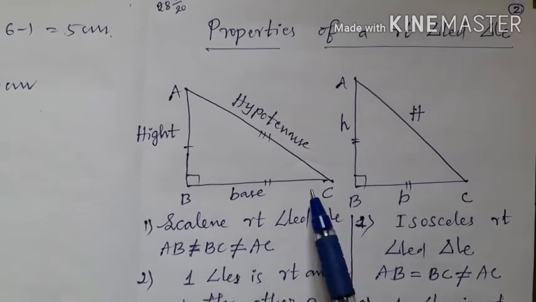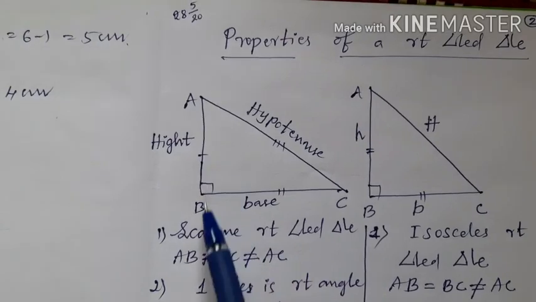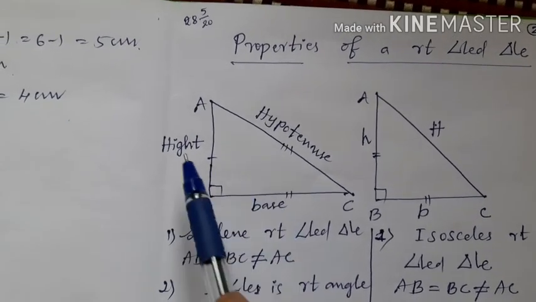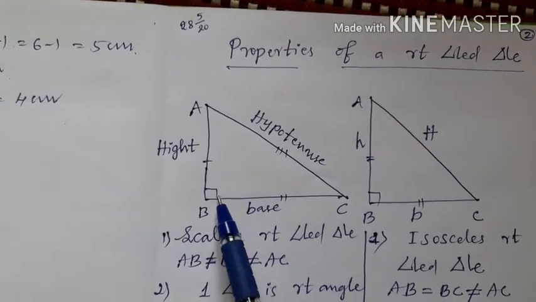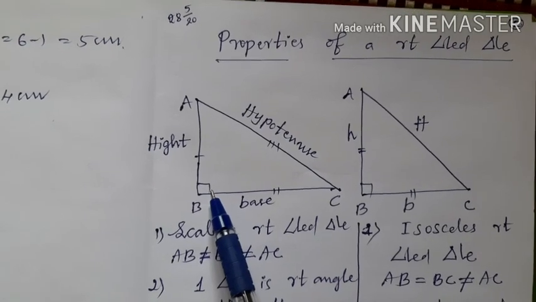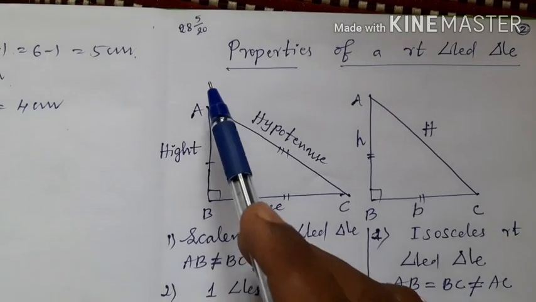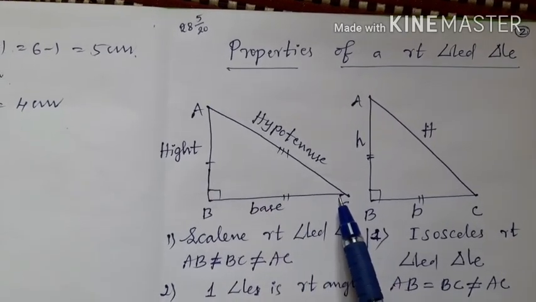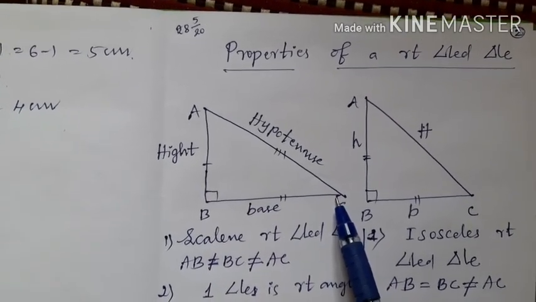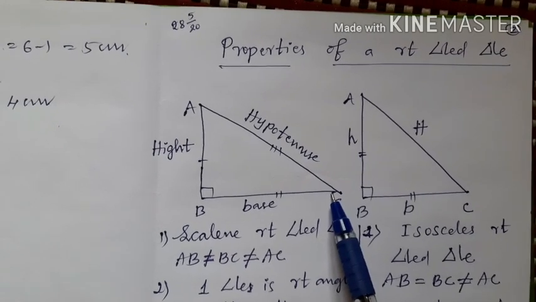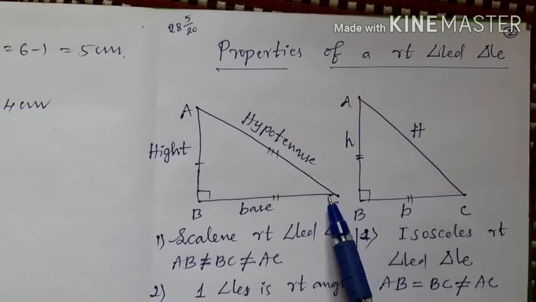See here, one side is called base, another side is called height. Base and height are involved in making the right angle in a right angled triangle, whereas the other side, called hypotenuse, does not involve in making a right angle.